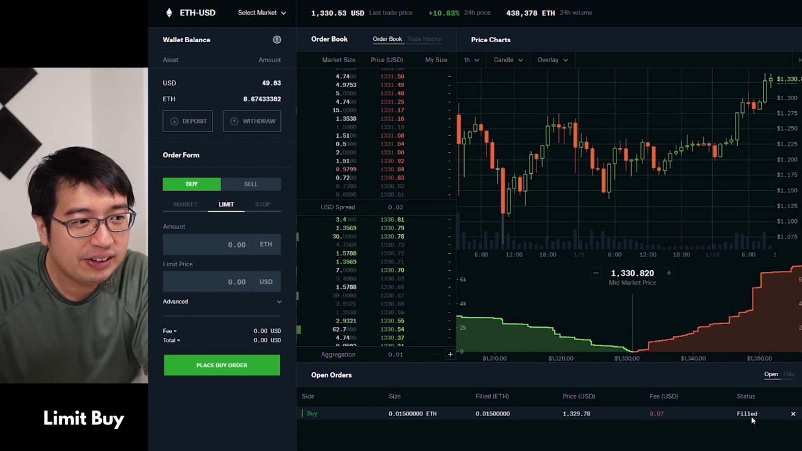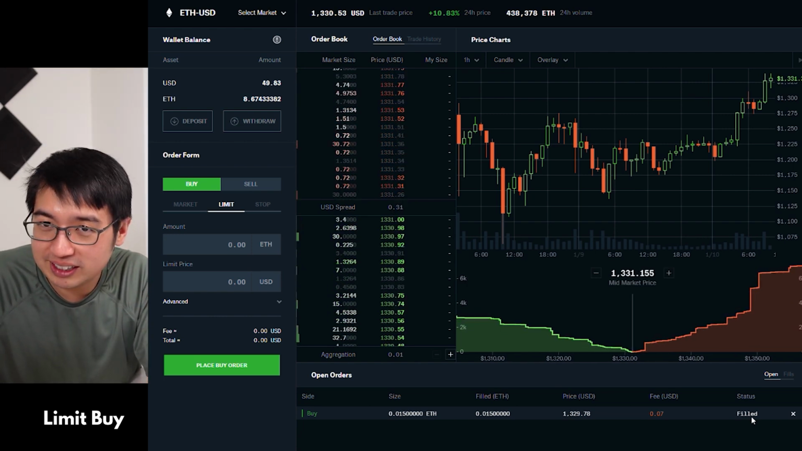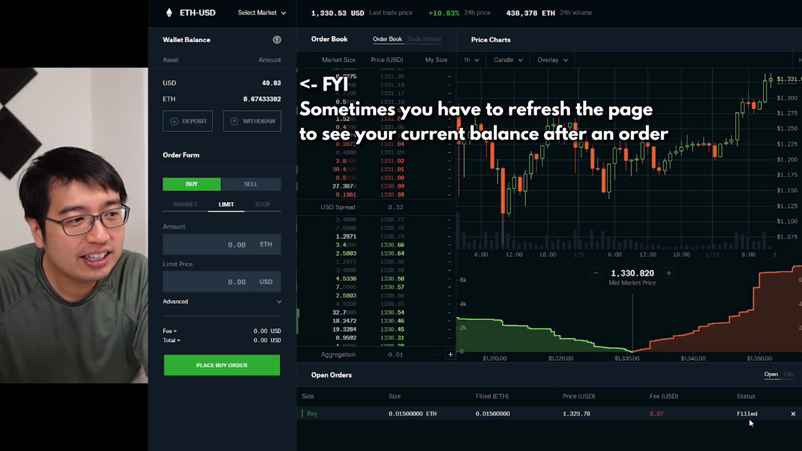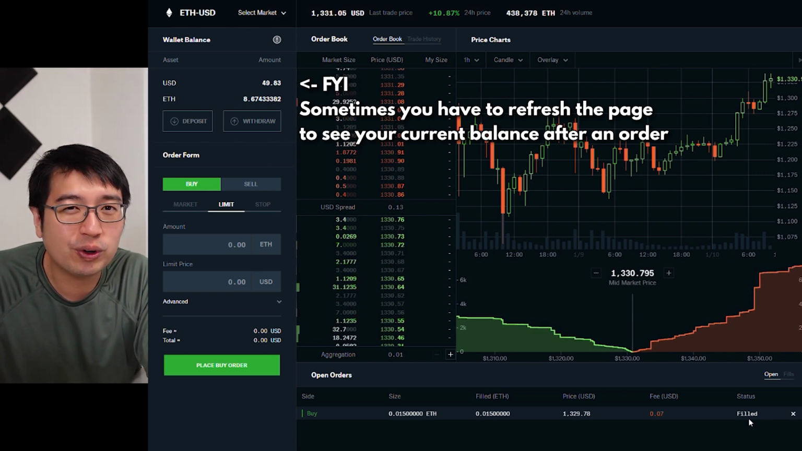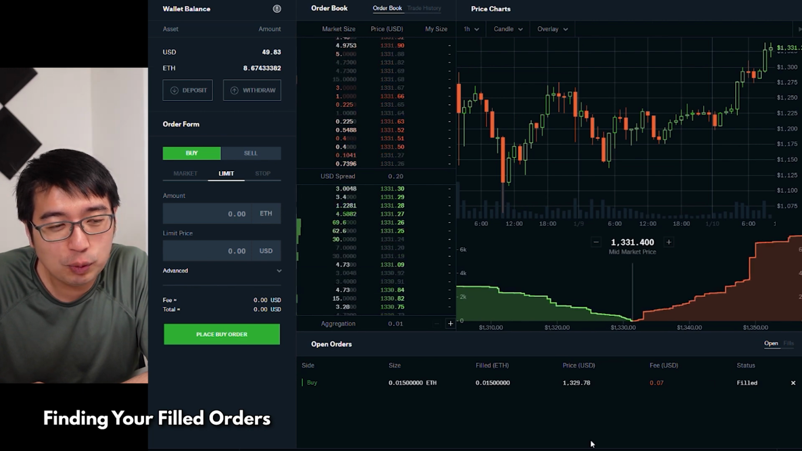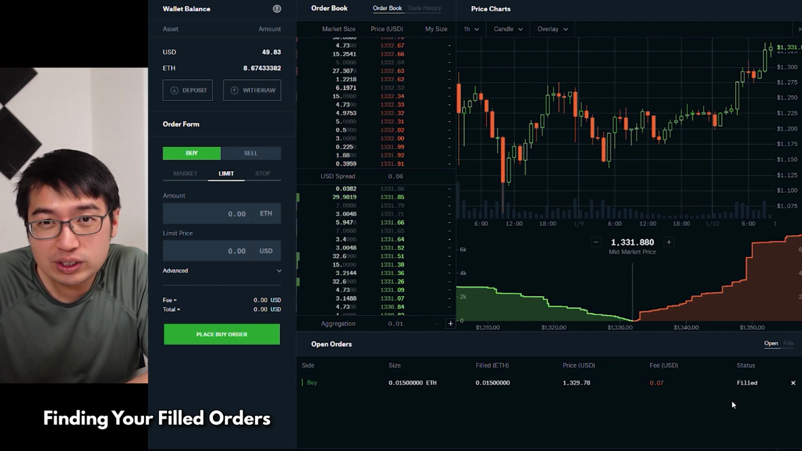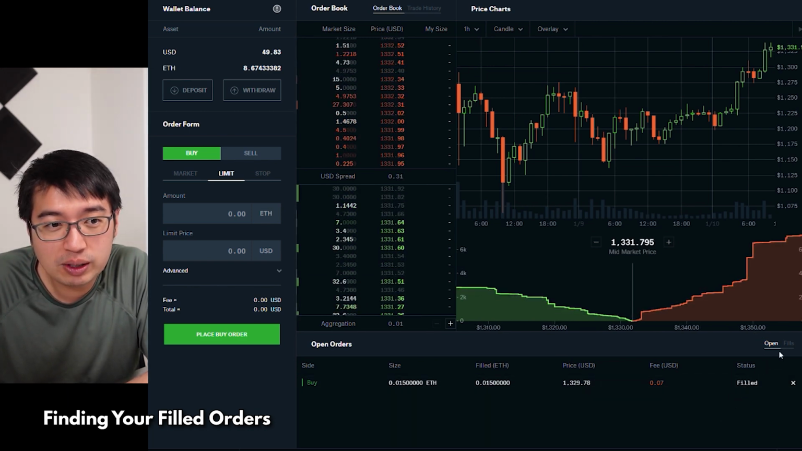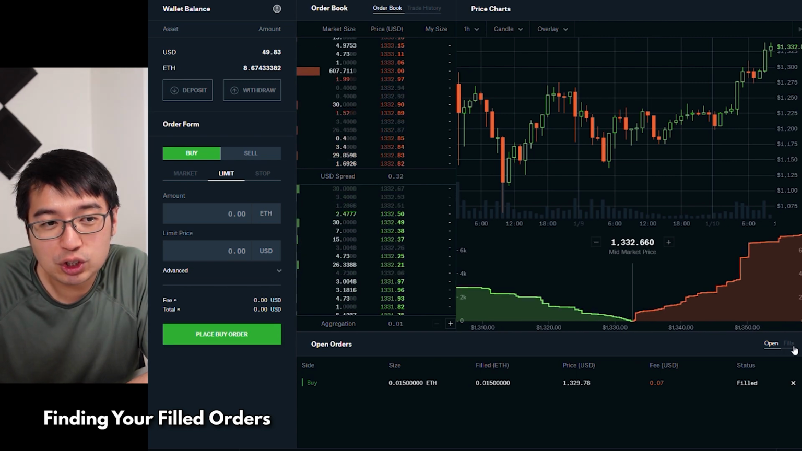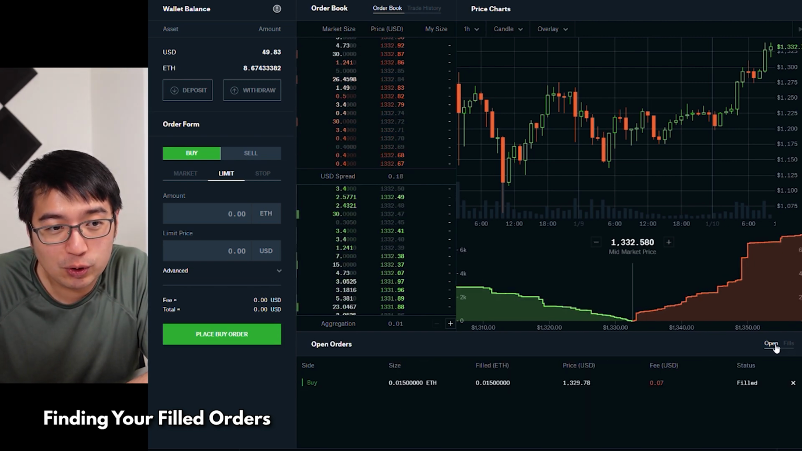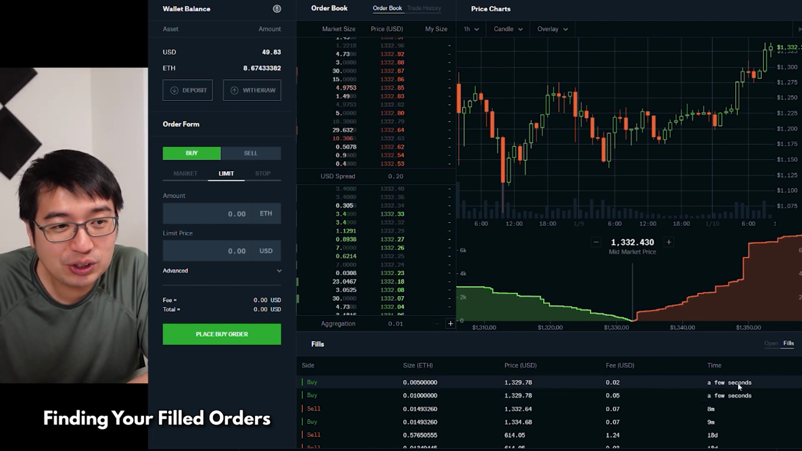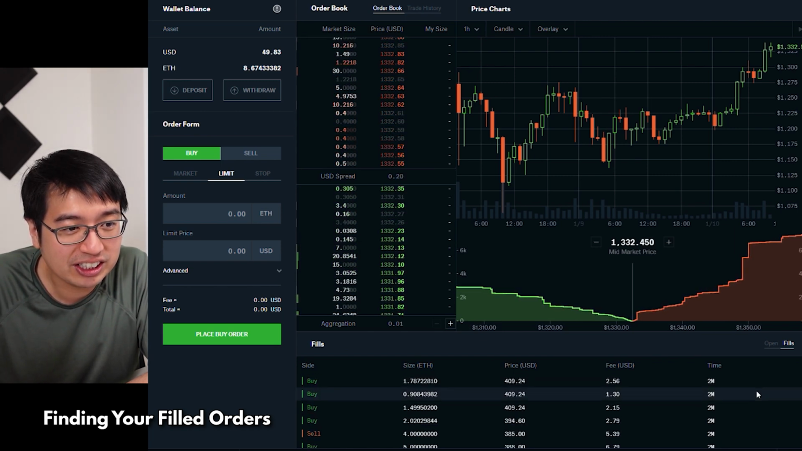So as we can see here, the order filled, we still paid a 7-cent fee, and now we have $20 worth of Ethereum. And these are your open orders. Filled orders won't appear in this section. They will appear in this section here. So it will show my filled orders and then my open orders. And then your entire history will be shown here in the fill section.